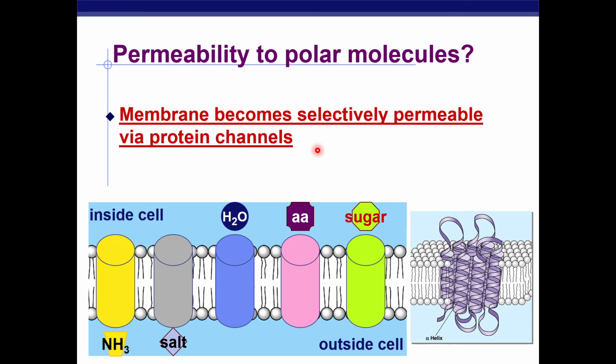Notice that some substances move into the cell and some substances move outside the cell. NH3 is ammonia. It's one of the waste products that are going to be produced by cellular processes, so the cell wants to get it out.